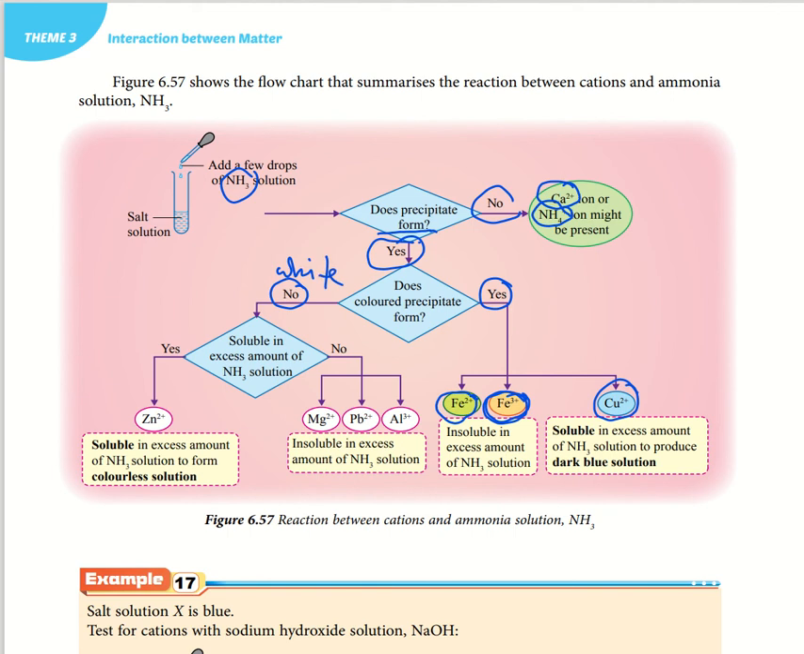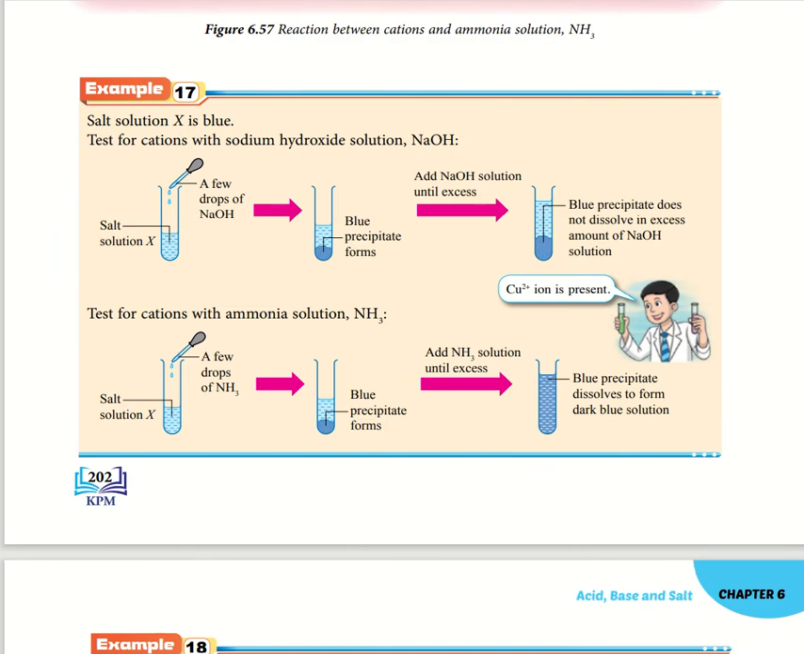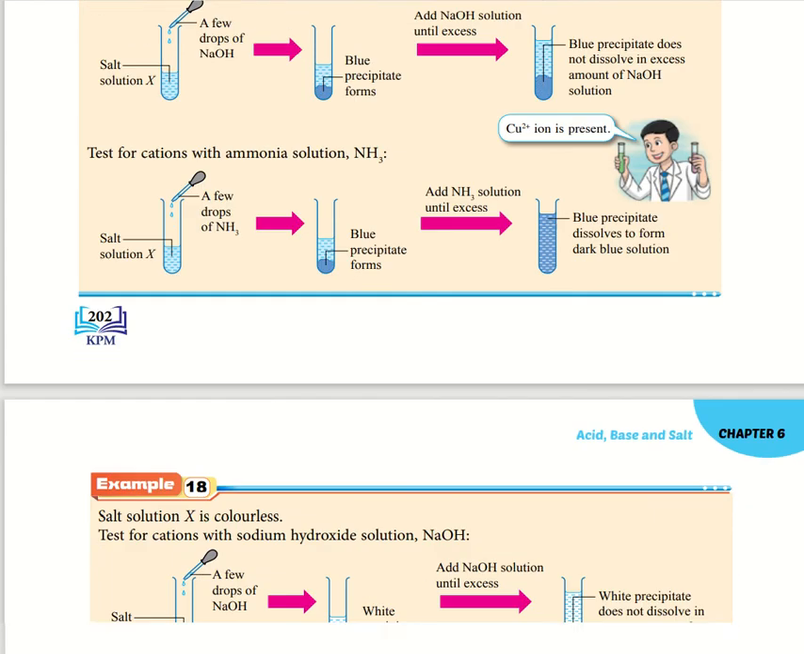So you add excess ammonia solution. If it dissolves in excess ammonia solution, the cation is zinc ion. If it does not dissolve in excess ammonia solution, the cation might be magnesium, aluminium, and lead(II) ion. Just now PZA, MC: zinc dissolves, while MAL does not dissolve in excess ammonia solution. So this is an example.